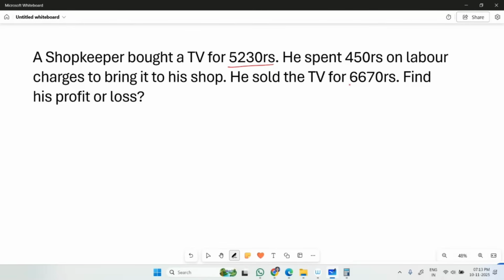He sold the TV for 6670 rupees and find the profit or loss. So we have to find out whether it is a profit or loss. Okay, so he bought a TV for 5230 rupees. That means cost price of TV is 5230 rupees. Now he spent 450 rupees on labor charges. That means overhead expenses are 450 rupees.